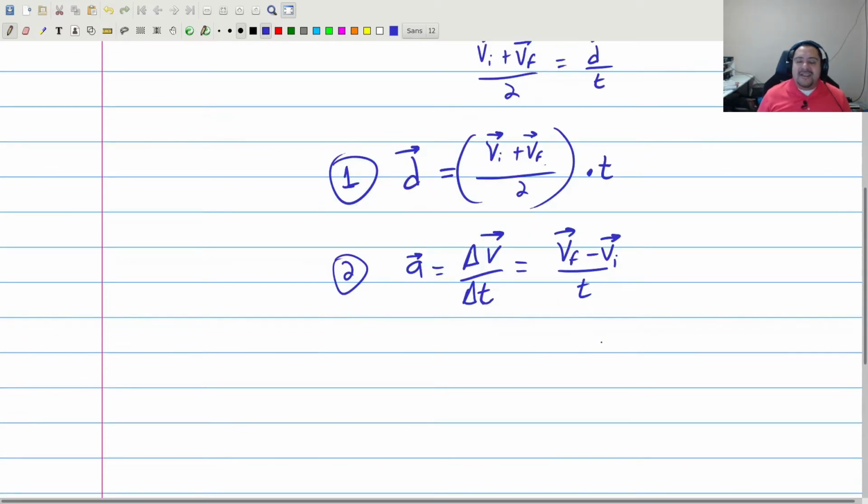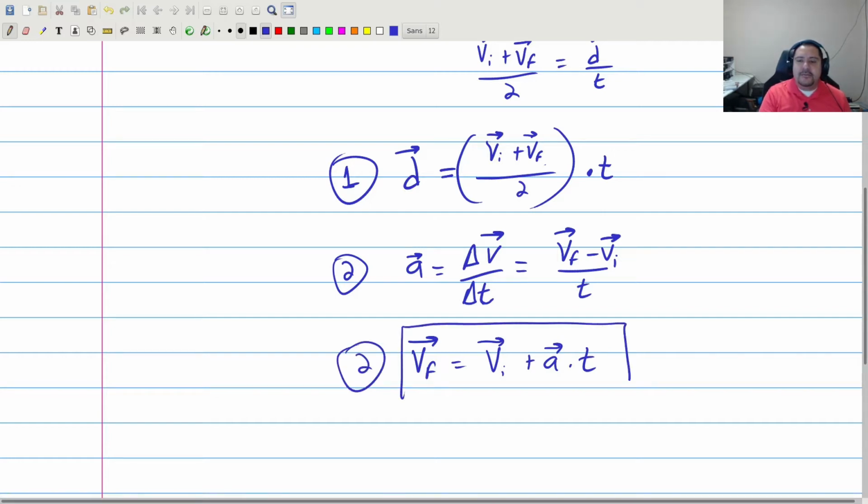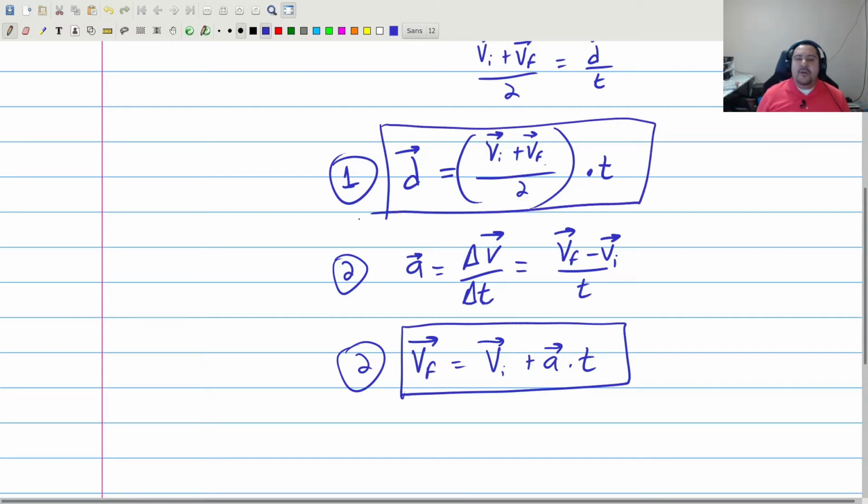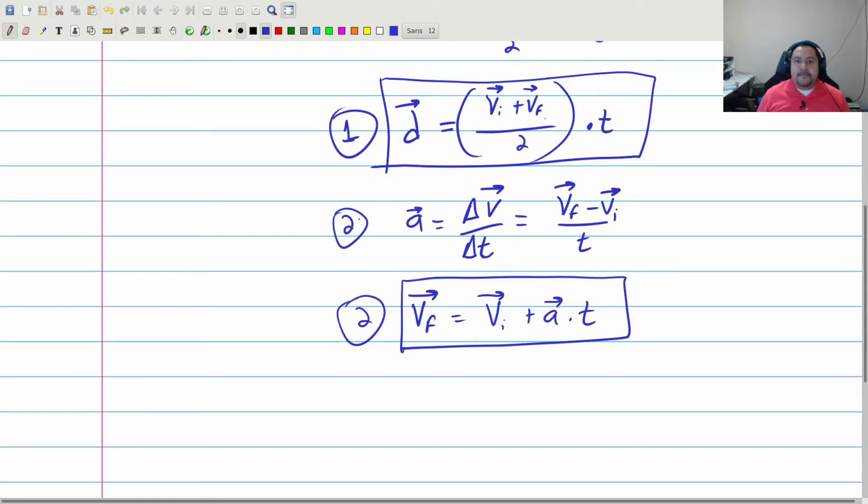So what does our second kinematic equation look like? Well, usually it's not written this way. Usually it's rearranged as well. And it's rearranged like this. V final vector is equal to V initial vector plus A vector times t. This is the second kinematic equation that you will often see. This was the first one. So we have kinematic equation 1 is about average velocity. Kinematic equation 2 is really just the definition of acceleration moved around.